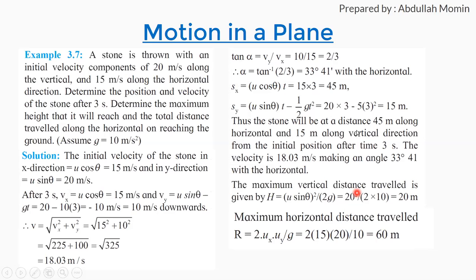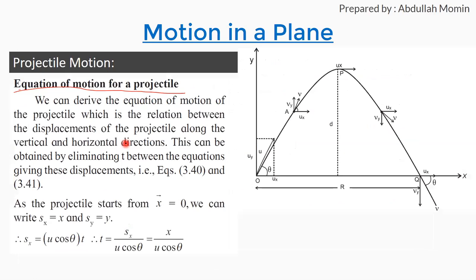Now next we are going to find out the equation of motion of a projectile. Now we can derive the equation of motion, which is the relation between the displacement along the vertical and horizontal. This can be obtained by eliminating the time between the equations, given that the projectile starts from x equal to 0. We can write sx as x and sy as y.